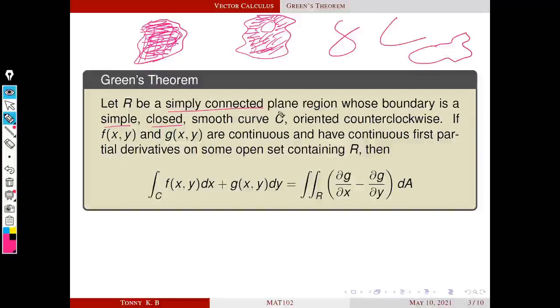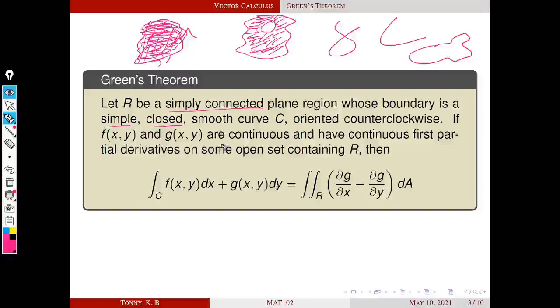Let R be a simply connected plane region whose boundary is a simple closed smooth curve. Suppose this is our region, then this is the boundary of this region, and this boundary should be simple. It is clear that in this region it is simple, closed, and differentiable. Oriented in this direction, counterclockwise direction.